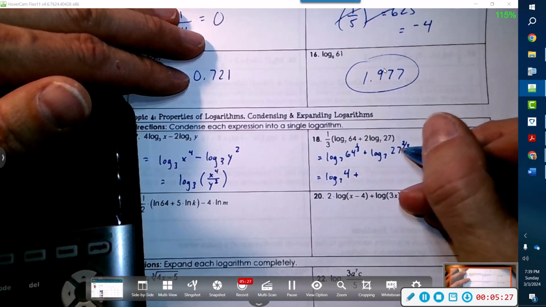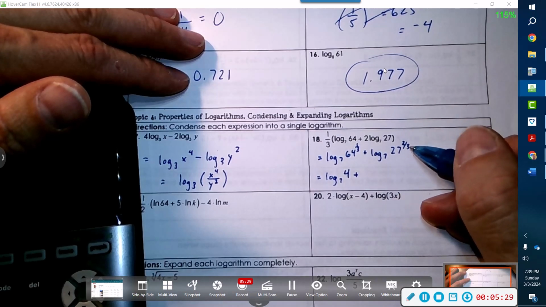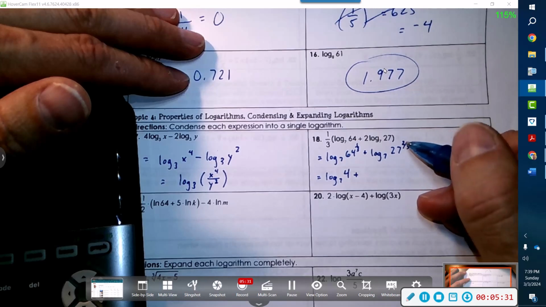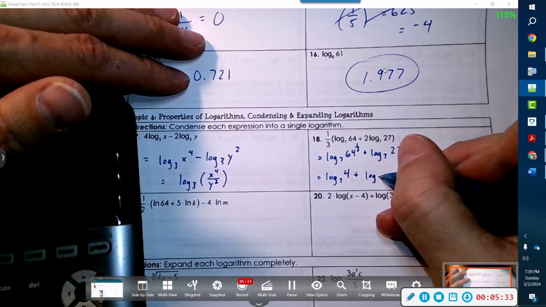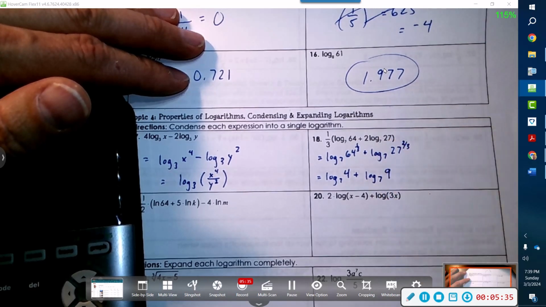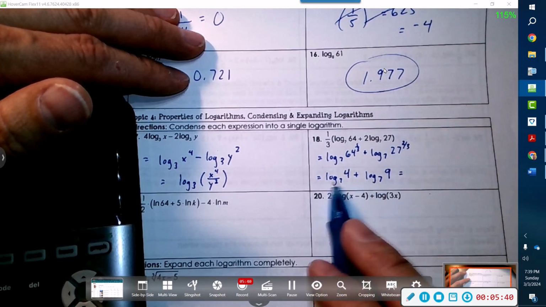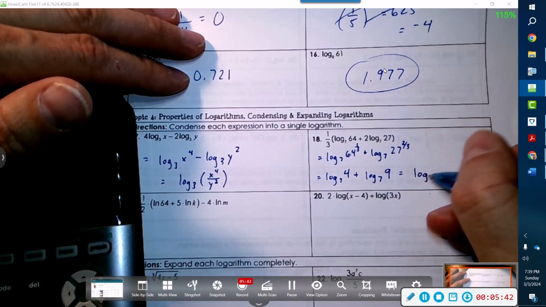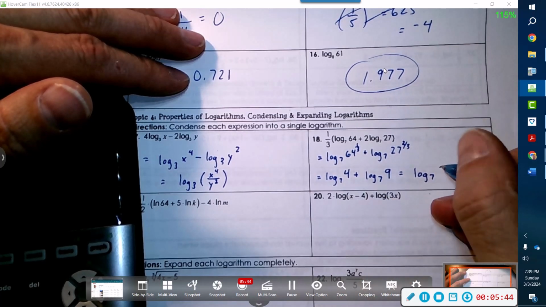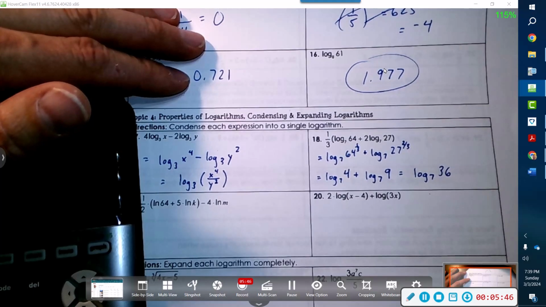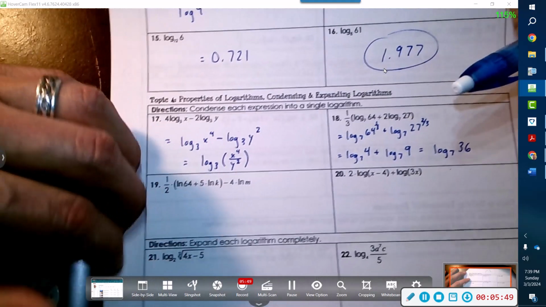Okay, and then take the third root, that's 3. 3 to this, that's 9. Okay. All right, so now we're ready to squeeze these together. So that would be the log base 7 of 4 times 9 is going to be 36. That's your final answer. Okay.